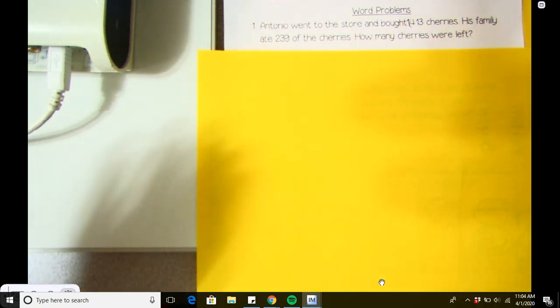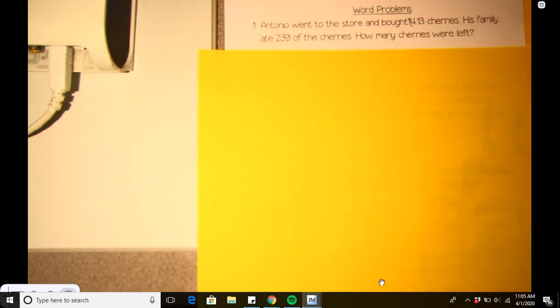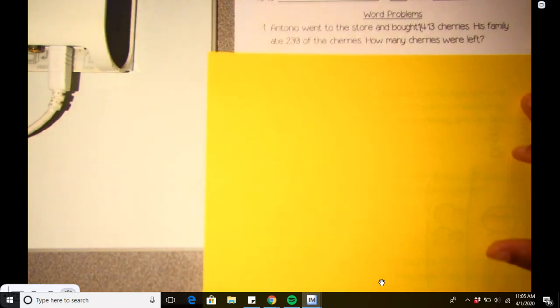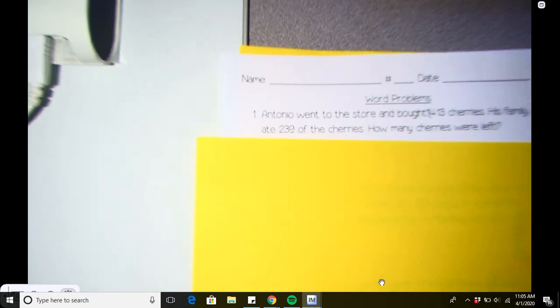And I'm going to close my blinds to see if this helps a little bit with the glare. There we go. All right, so in my problem, it says Antonio, I'm trying to get this so we can see this a little better.